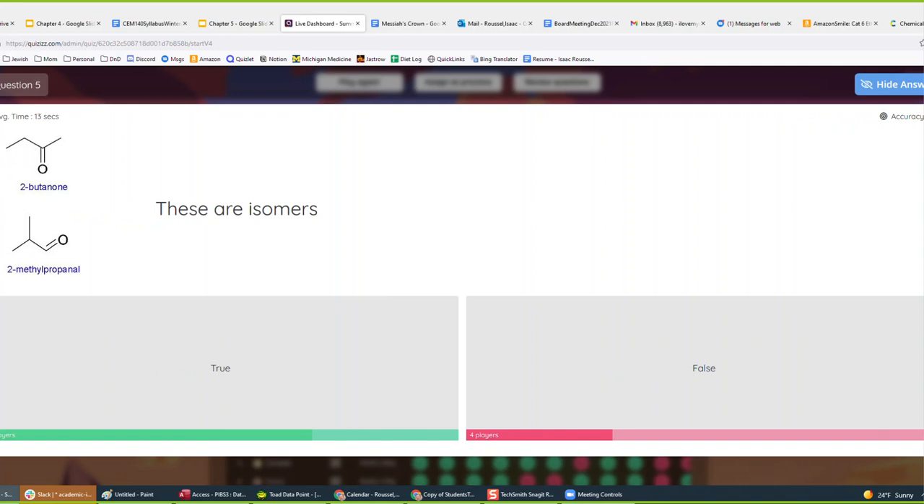These are isomers. Most of you got it correct. Yes, these are. I think this is right out of the lecture, if I remember right. 2-butanone and 2-methylpropanol have the exact same molecular formula, even though one is an aldehyde and the other one is a ketone.